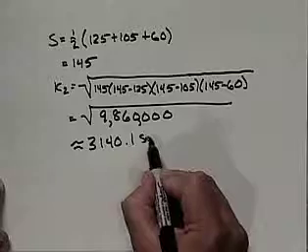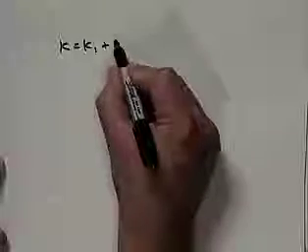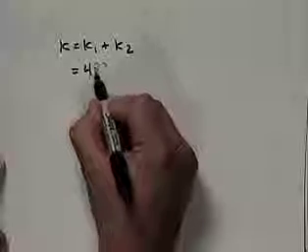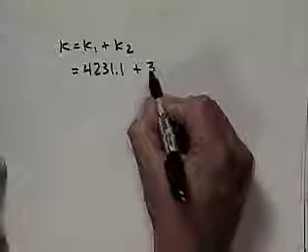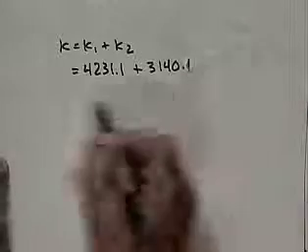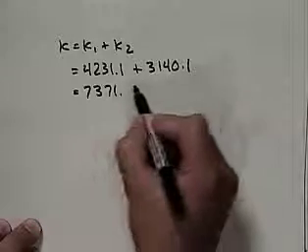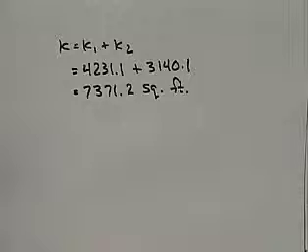3,140.1 square feet. Now all that's left to do is to add those two areas together to give us the area of the region we're looking for. So the area K is equal to K1 plus K2. We just found K1 is 4,231.1 square feet, and we're going to add to that 3,140.1, and this gives us 7,371.2 square feet.